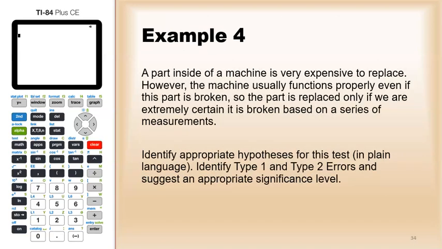For example, a part inside of a machine is very expensive to replace. However, the machine usually functions properly even if this part is broken. So the part is replaced only if we're extremely certain it is broken based on a series of measurements. So let's identify the hypotheses, the type 1, type 2 errors, and suggest an appropriate significance level.